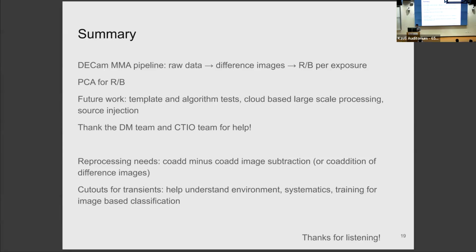And going back to the topic of the session, for the time domain, one thing that would be very interesting is image subtraction between co-added images, or the co-addition of different images. This is another way to do this, but it would be very helpful for looking for faint transients. The other thing we can think about is cutouts for transients. It's helpful for understanding the environment of transients and for training image-based classification. I know a lot of researchers have been doing this, but I believe in the future we will have better algorithms and better results. Okay, that's all. Thank you.